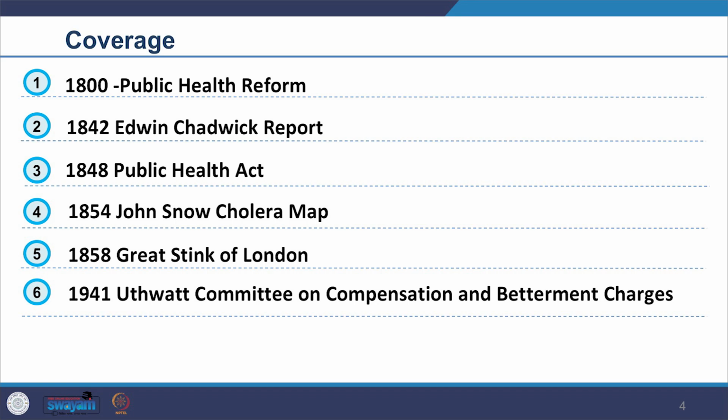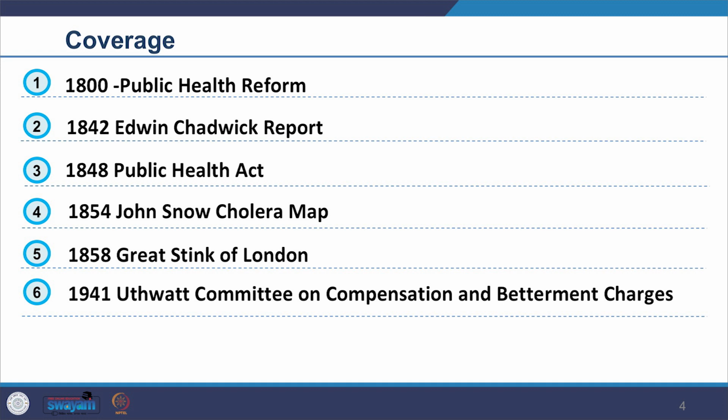We will look at the public health reforms which were taking place in 1800. We have also seen this before during our lectures in contextualizing cities as well as when we dealt with public health issues. Further, we will look at Edwin Chadwick's report in 1842. Then thereafter, we will look at the Public Health Acts which came up, and then key research of John Snow's work on cholera. Then we will look at Uthwatt's Committee on Compensation and Betterment charges.